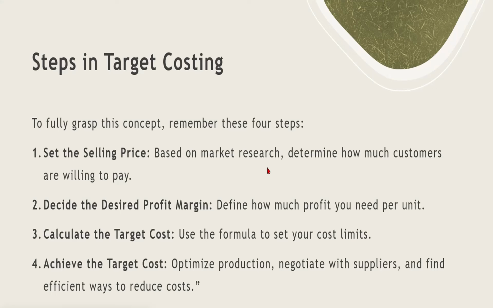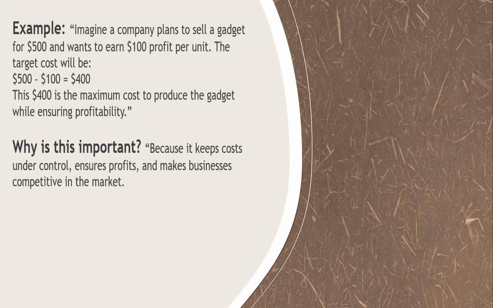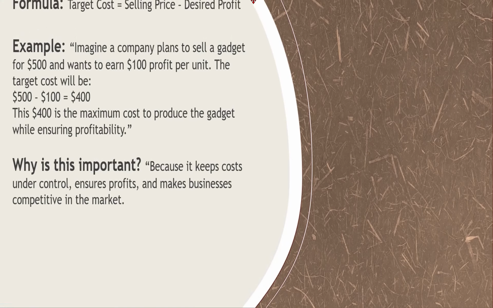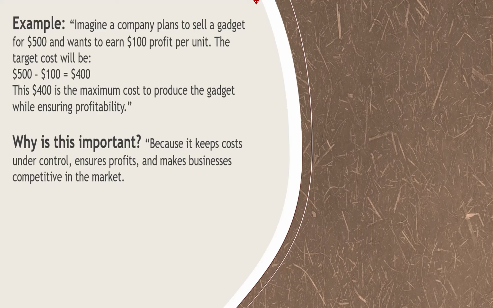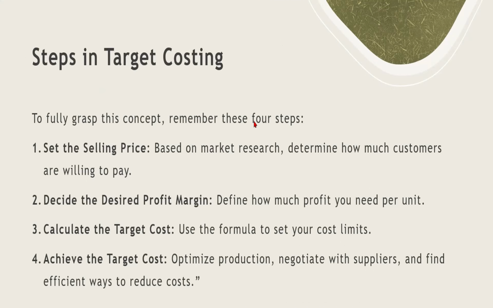You can see here, this is the formula of target cost: selling price minus desired profit. And the last step is to optimize the production, negotiate with suppliers, and find efficient ways to reduce the cost. We need to do anything to keep the cost of the product at the level we have decided, or below that, not more than that.